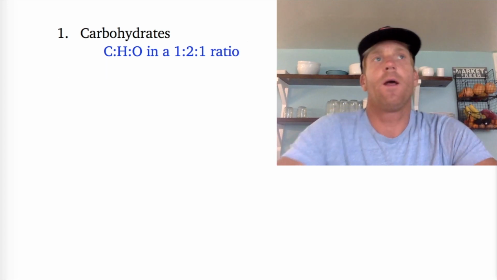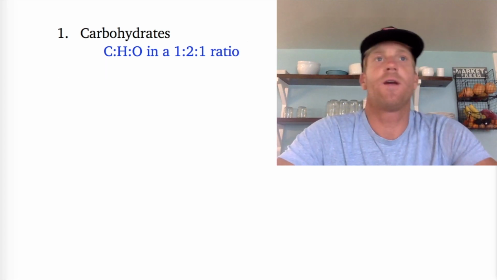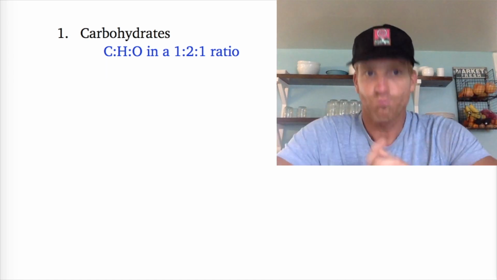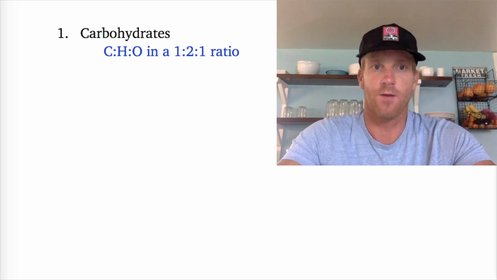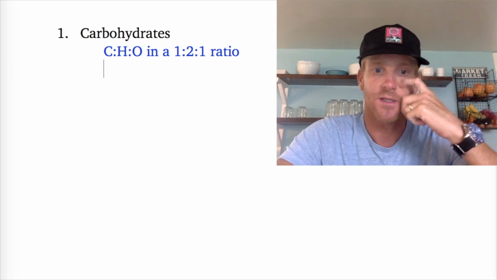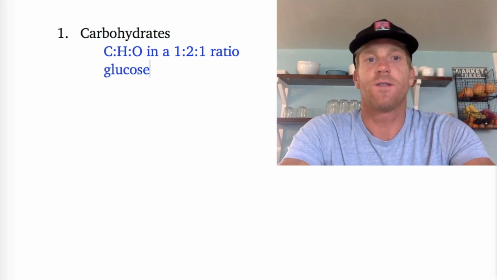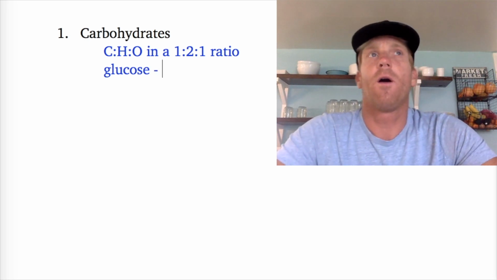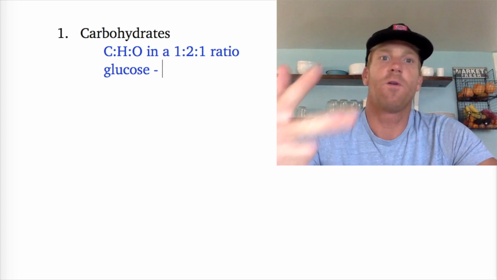Now, if you think about it, a great example of a carbohydrate is glucose. This is probably the most common sugar in our bodies, a really important sugar. It should be said that carbohydrates and sugars are kind of synonymous, right? Glucose is a very common carbohydrate. The chemical formula for glucose is C6H12O6.